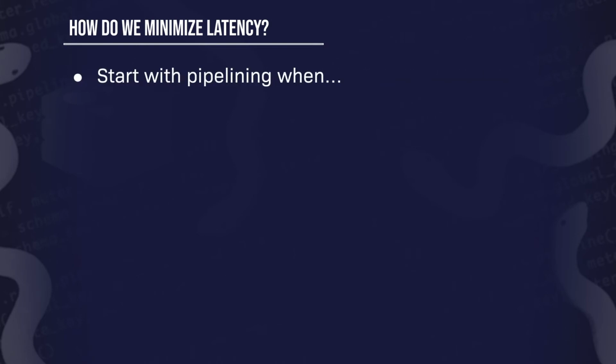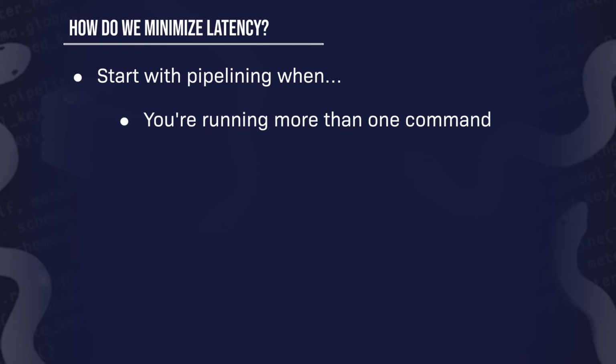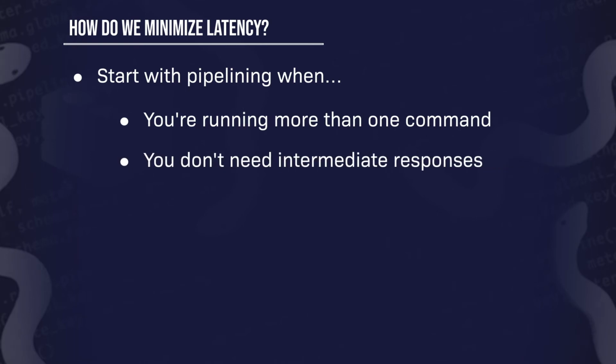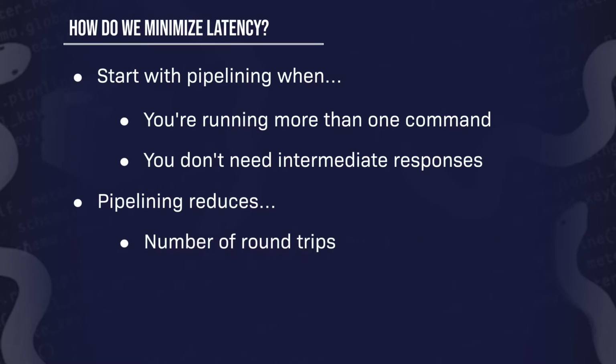First, you should use pipelining whenever you need to run more than one Redis command and don't need an intermediate response to those commands. Pipelining cuts down on the number of round trips your client makes to the Redis server. It also results in less context switching on the server side and fewer syscalls. This is especially important when you're potentially making tens of thousands of calls to the Redis server.